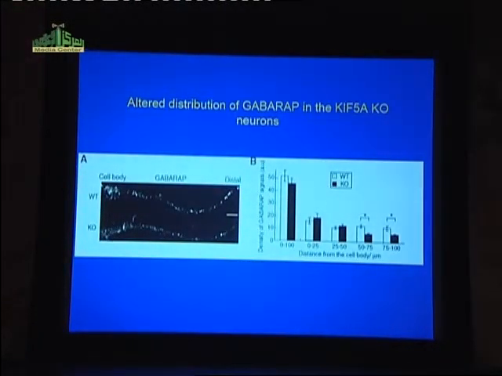And we studied the distribution of GABA also. This is a wild-type neuron dendrite and knockout neuron. And this is the statistics. GABA is a small molecule and can diffuse at the proximal region, so at the proximal region there is not so big change. But at the distal region, GABA should be actively transported. So in knockout, because KIF5A is absent, there is a difference between wild type and knockout in terms of the distribution of GABA.